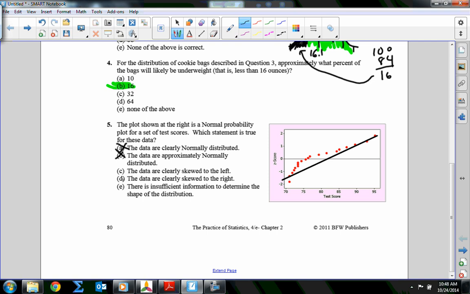All right, so really we're down to C and D because we know there's a way to tell based on this. So when we look, we see that we have all these data points that are above in the lower values here, and that's what we talked about. That's going to mean that the data is skewed to the right.